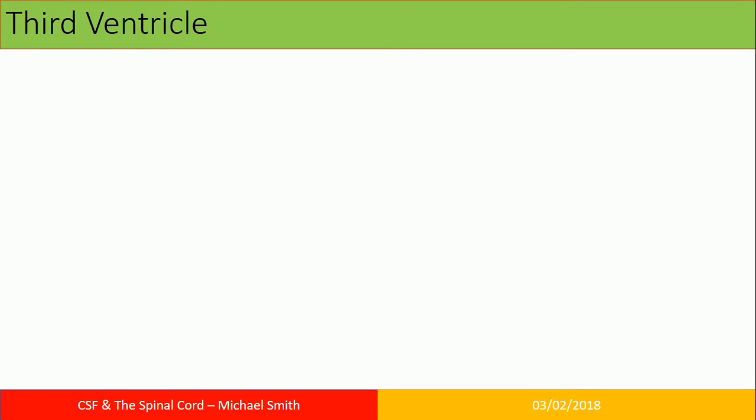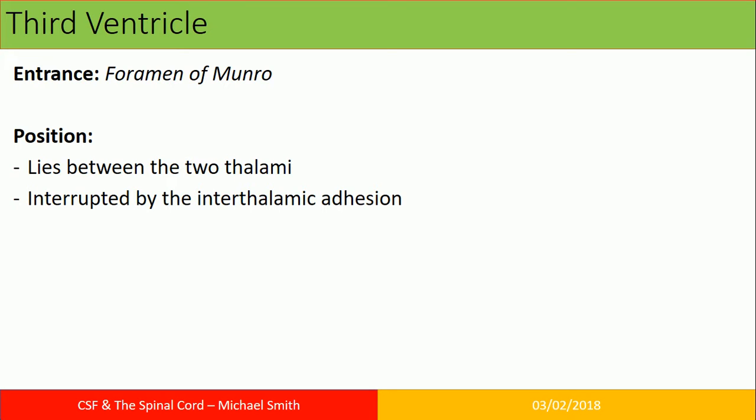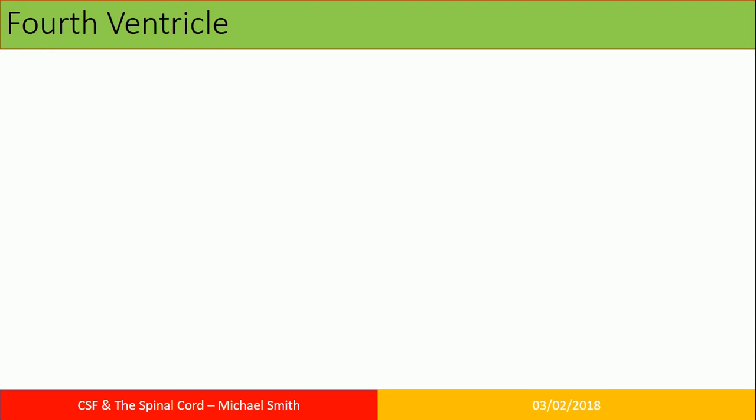Our third ventricle is entered via the foramen of Monro from our lateral ventricles, and it sits between the two thalami. So we have a thalamus on either side, which are connected in the middle by an interthalamic adhesion. And our third ventricle sits in this gap between the two, and then is interrupted in the middle by this interthalamic adhesion. The third ventricle then drains through our cerebral aqueduct into our fourth ventricle.